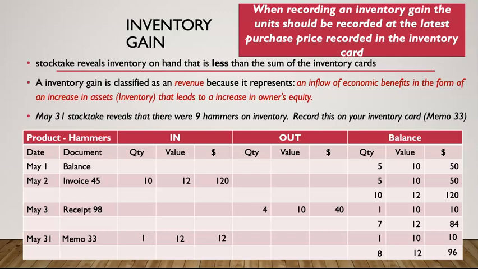So again, let's think this through. What's to remember? Inventory gain, we have more than what it says on our inventory cards. This is revenue. It gets recorded in the in column, and we use the cost price. That was the last purchase. And these are the things to remember.